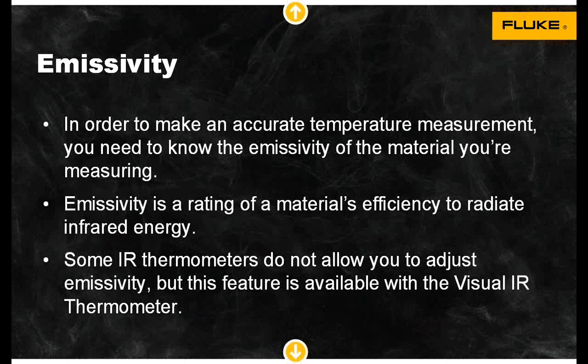If you do a search on the internet on the material you plan to measure, you can easily find its emissivity value. Some IR thermometers do not allow you to adjust emissivity, but this feature is available with the visual IR thermometer. Generally, those units would have a preset of perhaps 0.95. However, the emissivity value on the VT02 can be set in increments of 0.01, giving the ability to measure accurately any material.